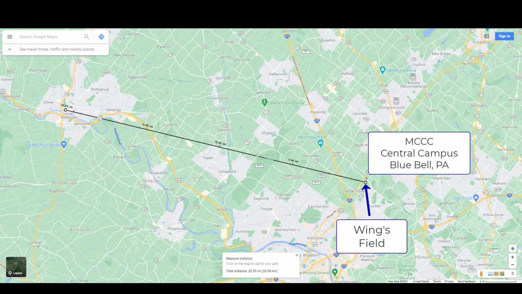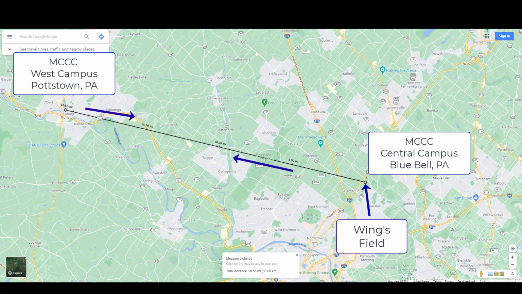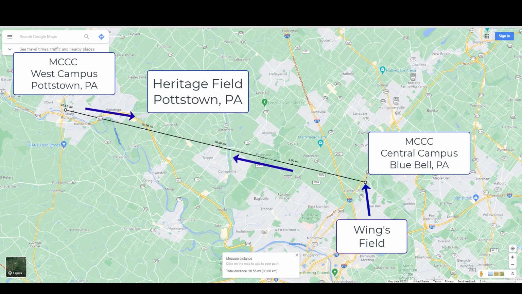And to do this, I'm planning a flight starting at Wings Field, a small airport just to the north of Philadelphia. Wings Field is very close to the central campus, so we'll fly north from Wings Field, fly over the central campus in Blue Bell, and then fly west to the Pottstown campus, turn around at Pottstown, and fly back a short distance to Heritage Field, which is also in Pottstown, a few miles east of the Pottstown campus.